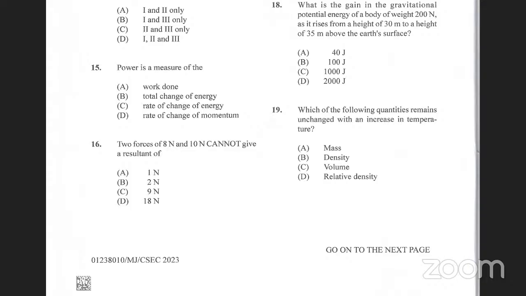Right, next one. Two forces, 8 and 10, cannot give a resultant. Start with the largest. That's the largest. Smallest is 2. So you get 2, 8, 18. You can't get 1. Right? 1 is impossible.